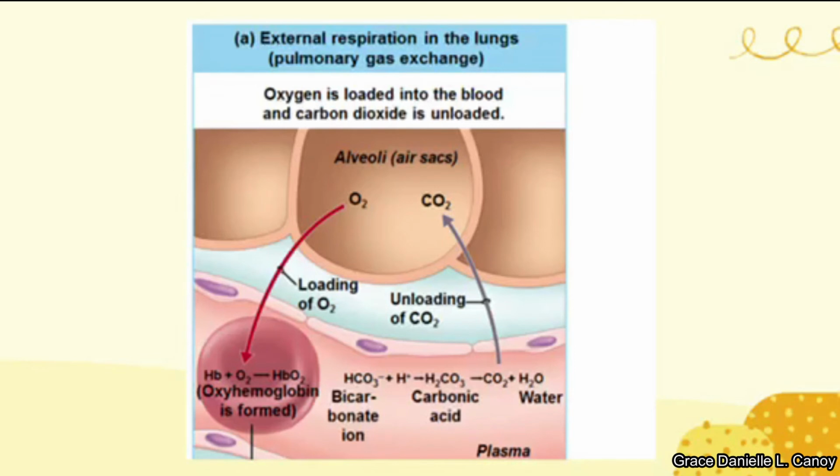The carbon dioxide that is dissolved in the plasma needs to get into the alveoli so that we can breathe that out. But what about the carbon dioxide that is transported as bicarbonate ions? What happens here? The hydrogen ions will bind to the bicarbonate, forming carbonic acid. Then that will dissociate and split into carbon dioxide and water, and the carbon dioxide will diffuse out into the alveoli. Now, this whole process happens in reverse when we get to internal respiration.